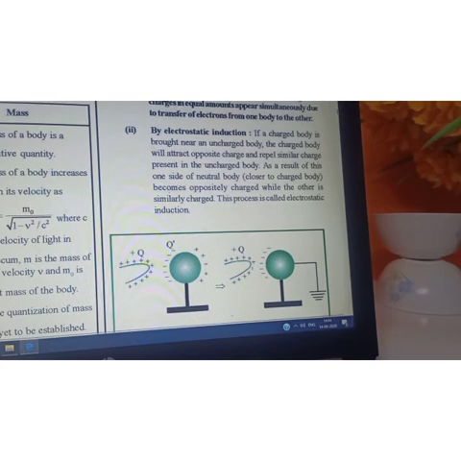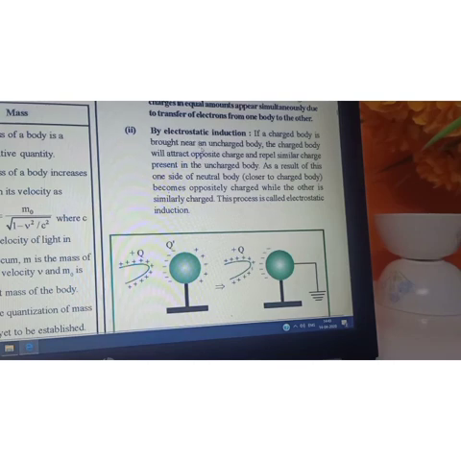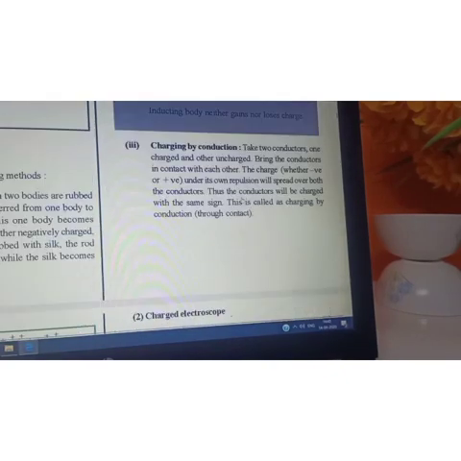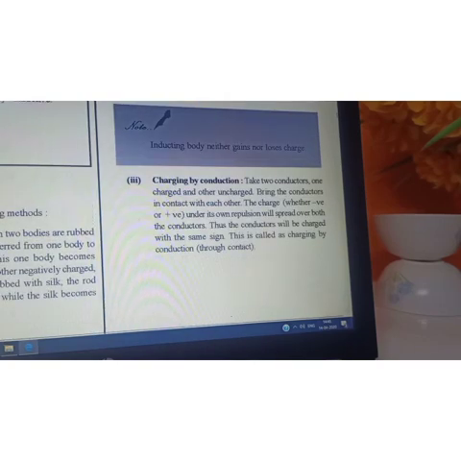And as a result of this, one side of the neutral body closer to the charge becomes oppositely charged, while the other side is similarly charged, and this process is called electrostatic induction. So if there is a question, what is electrostatic induction, then you have to write down this one: if a charged body is brought near an uncharged body, this process is called electrostatic induction. So the next one is another process. There are three processes actually: by friction method, by induction method, and then charging by conduction.